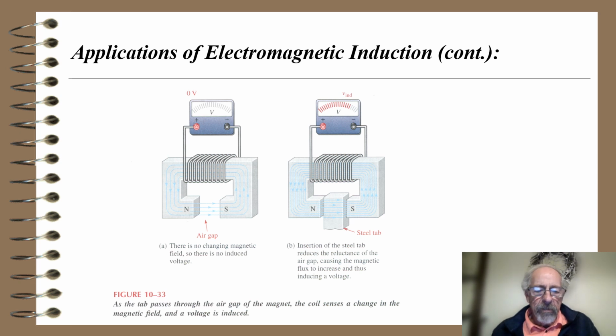Here's some more applications. On A, it shows there's no changing magnetic field, so there's no induced voltage. Insertion of the steel tab, this goes back to the prior slide, reduces the reluctance of the air gap, causing the magnetic flux to increase and thus inducing a voltage. So that was the explanation which I already gave on the prior slide.